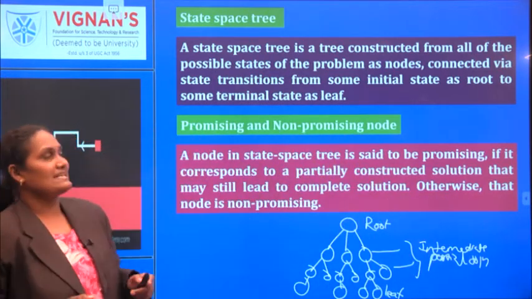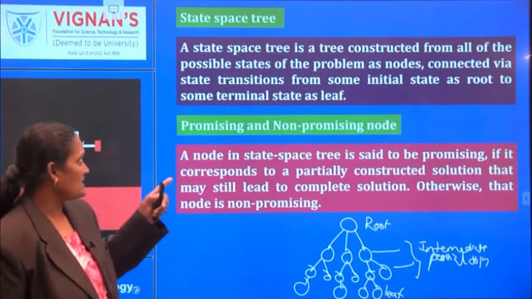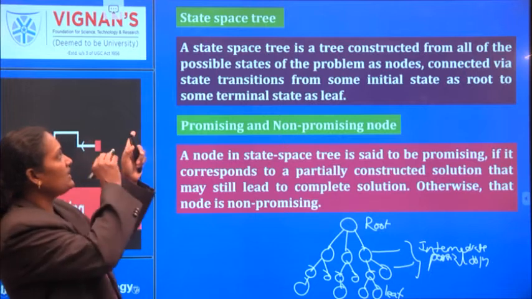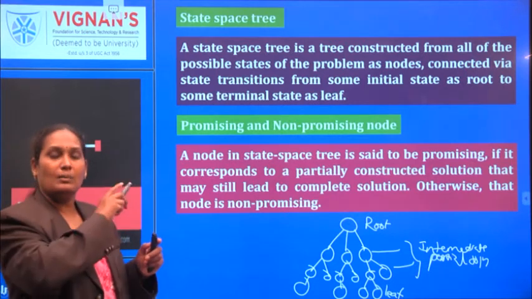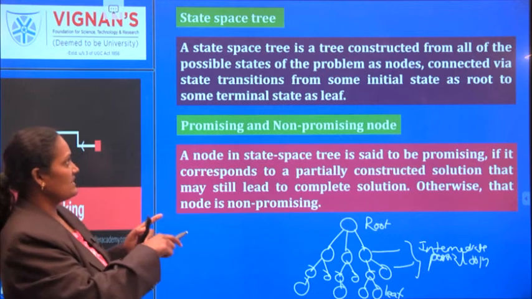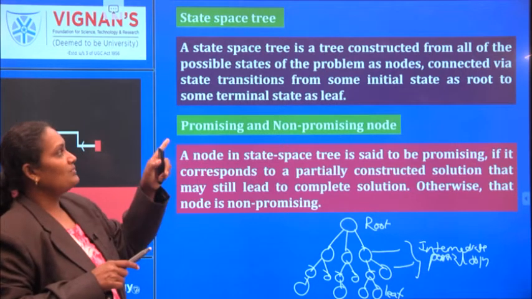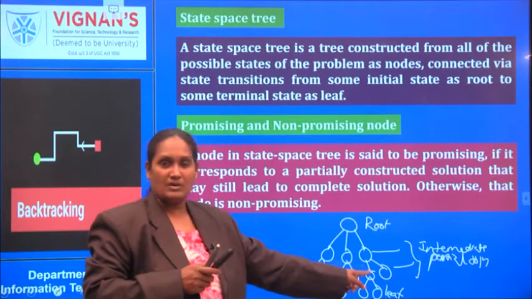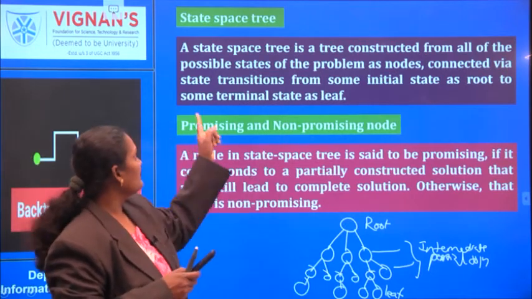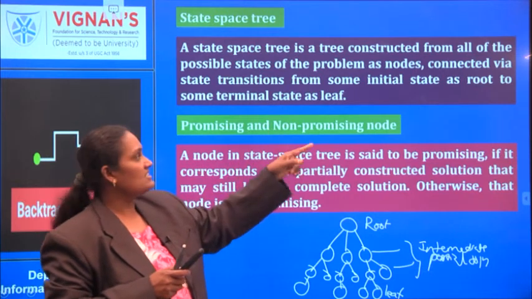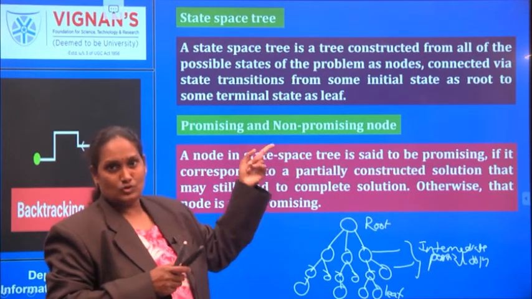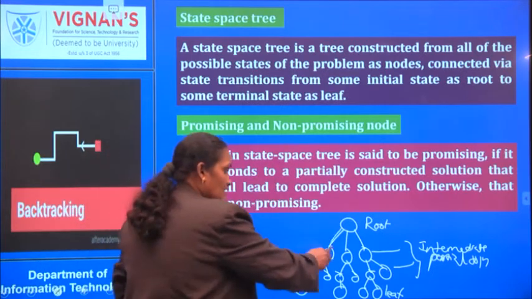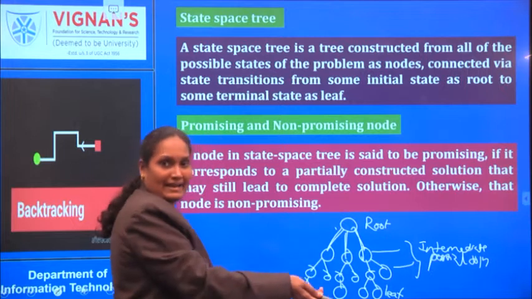Now, let us see once again the state space tree. What is state space tree? A state space tree is a tree constructed from all of the possible states. With all possible states, we are constructing the state space tree of the problem as nodes. So here all these are the nodes which represent all possible states, connected via state transitions from the initial state, that is the root, to the final state, the leaf. So all these are the transitions from one state to another state.